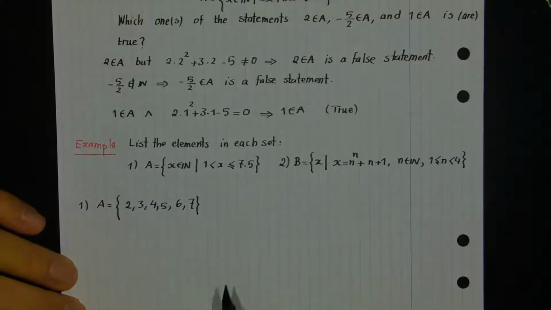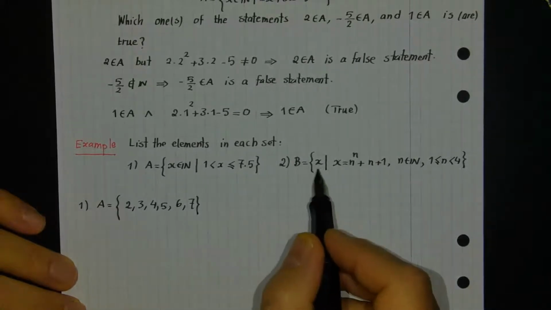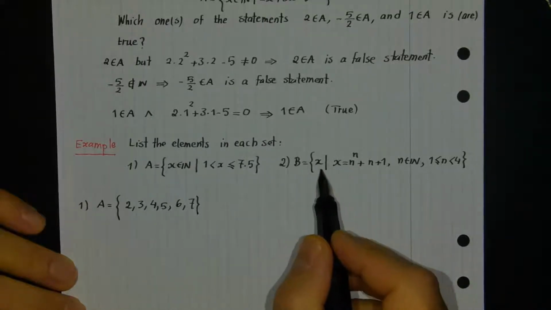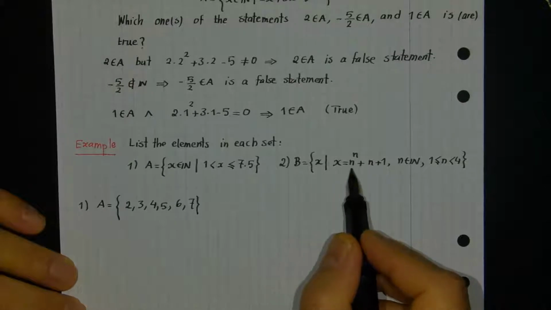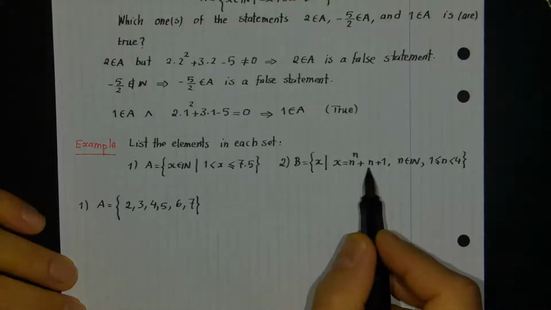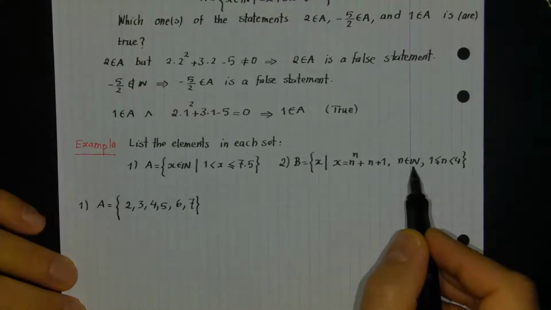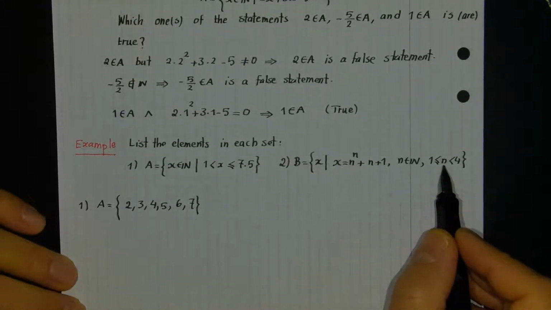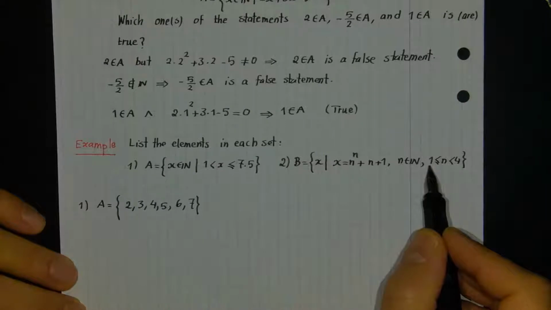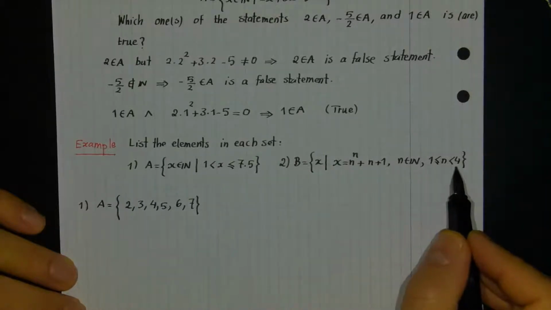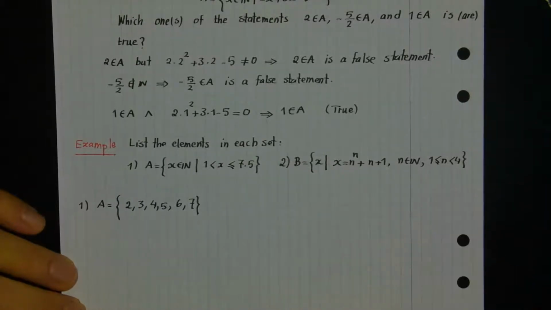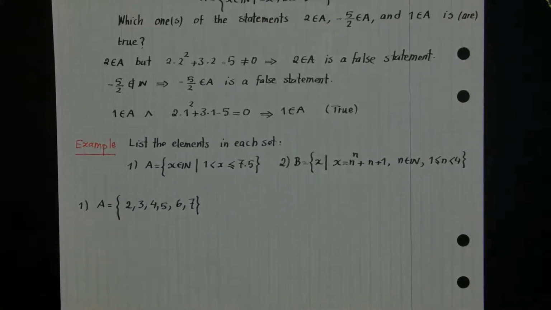Okay, so for number 2, B is the set of all x's, where this x that you want to put in this set is equal to n to the n plus n plus 1 when n belongs to the set of natural numbers and n is greater than or equal to 1 and strictly smaller than 4. Okay, now we want to list those numbers.